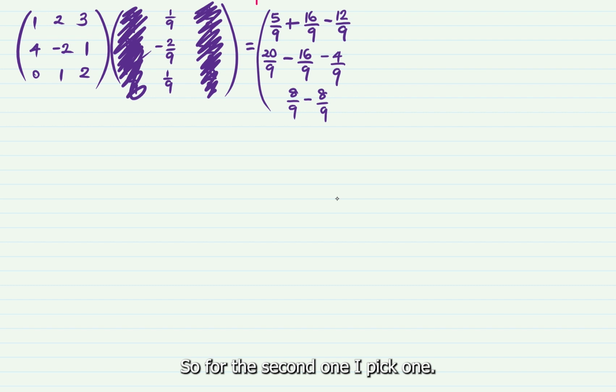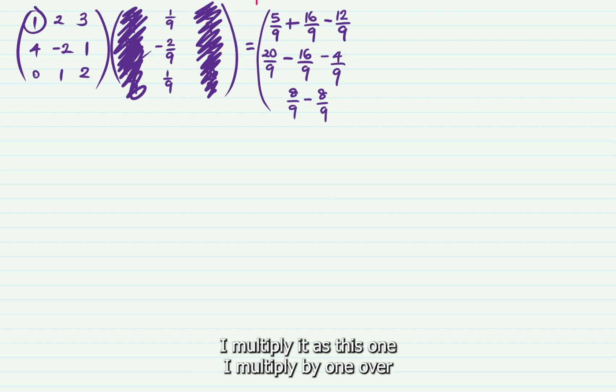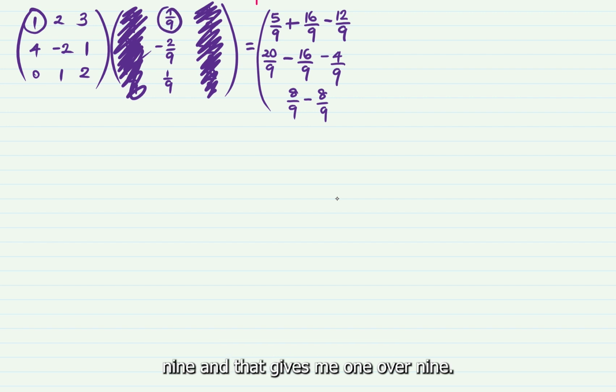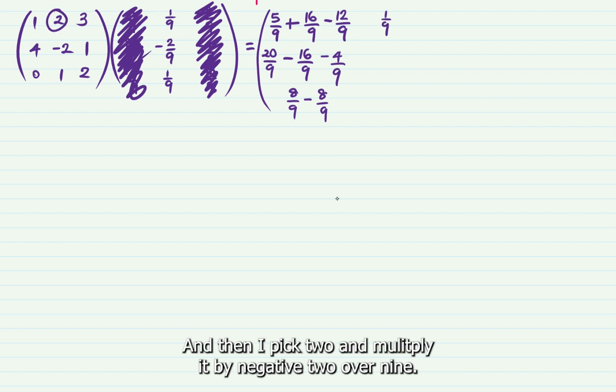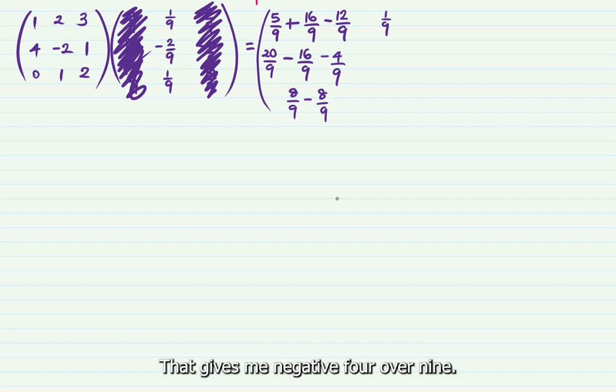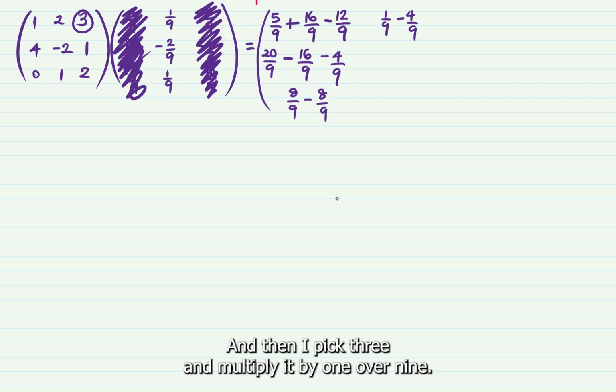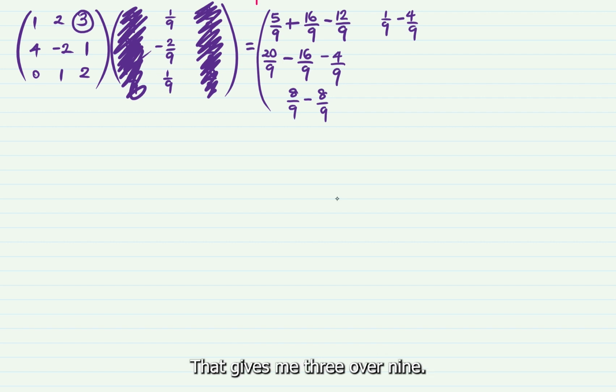Okay, so for the second one, I pick 1, I multiply it, that's this one. I multiply by 1/9, and that gives me 1/9. And then I pick 2, I multiply by -2/9, that gives me -4/9. And then I pick 3, I multiply by 1/9, that gives me 3/9.